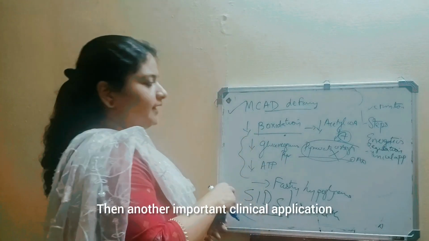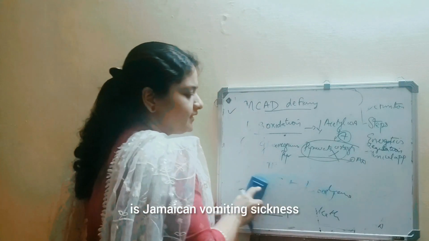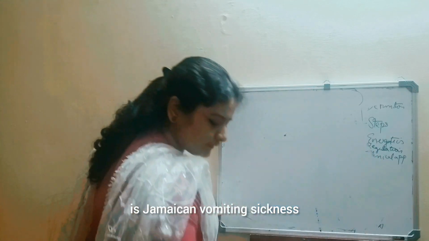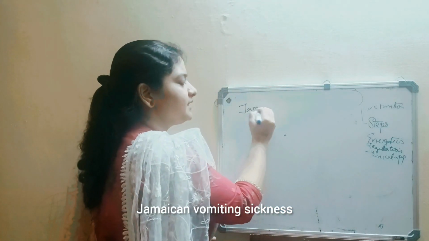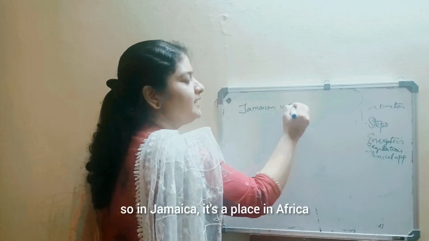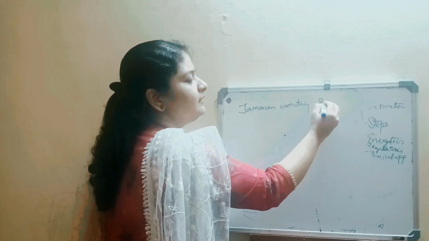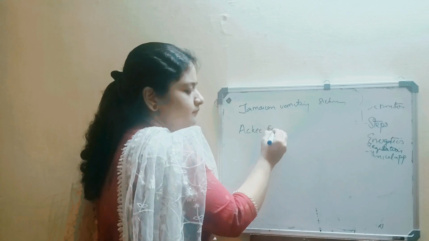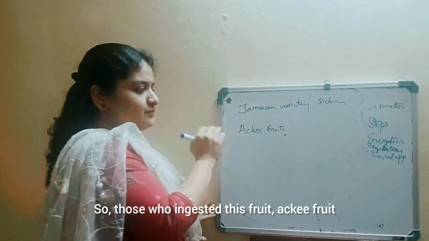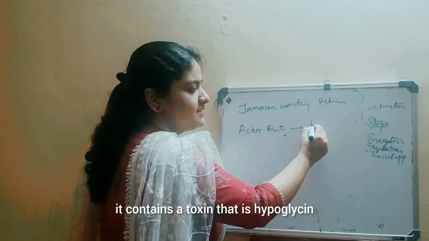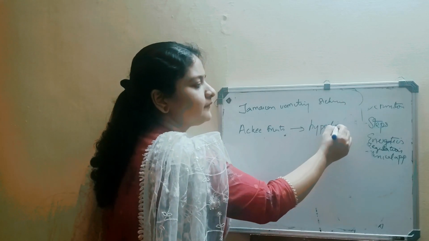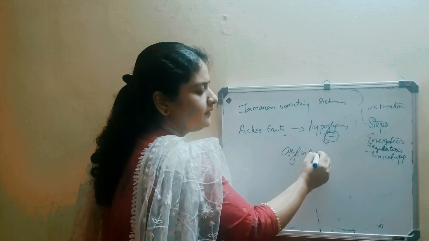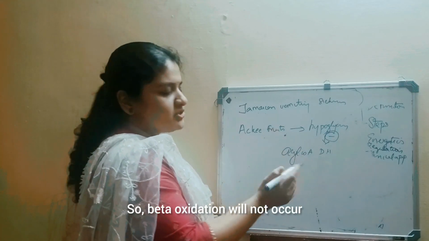Then another important clinical application is Jamaican vomiting sickness. In Jamaica, there is a particular type of fruit called the ackee fruit. Those who ingest this fruit, ackee fruit, ingest a toxin, hypoglycin, which inhibits the acyl-CoA dehydrogenase enzyme. So beta oxidation will not occur.